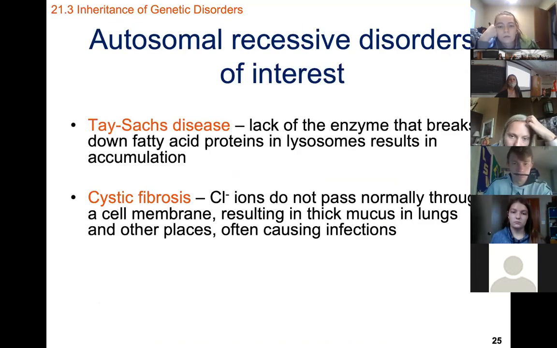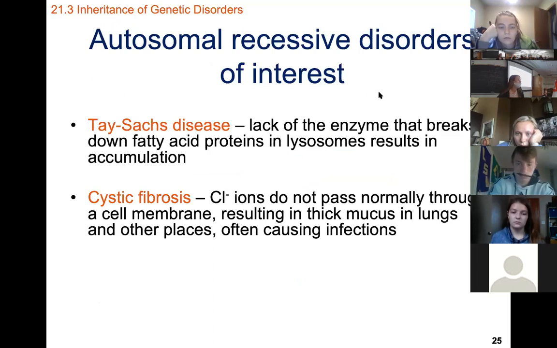Okay, autosomal recessive disorders of interest. These are just some examples of what that autosomal recessive disorder could be. We have Tay-Sachs disease, maybe you've heard of that. This is a lack of enzyme that breaks down a fatty acid in lysosomes, and it results in accumulation.